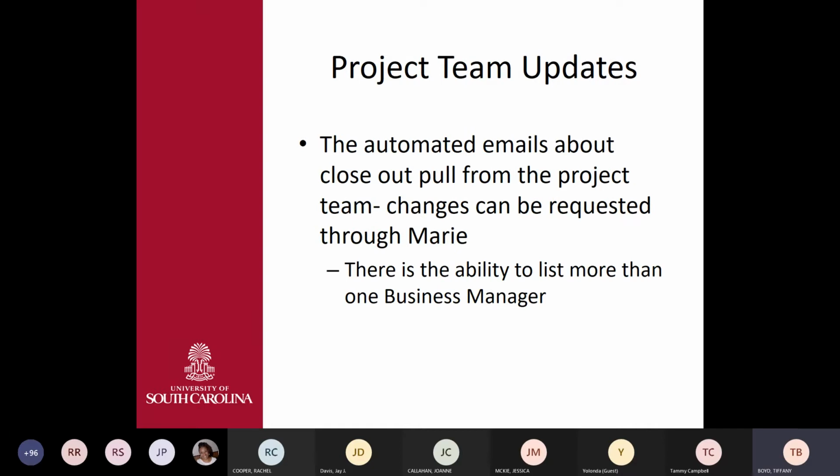Another update: there are automated emails that go out about project closeout. If you want to be added to those emails, or if those are not going to the correct individual, you can request those changes through myself. We do have the ability to add more than one business manager, so if you have a double layer of individuals reviewing awards, we can accommodate that. Your project team, if you want to quickly see who's on it, is also listed in Finance Intranet, and this is also where we pull for the effort reporting workflow. So it's important for this to go to the correct individual for the departments involved.